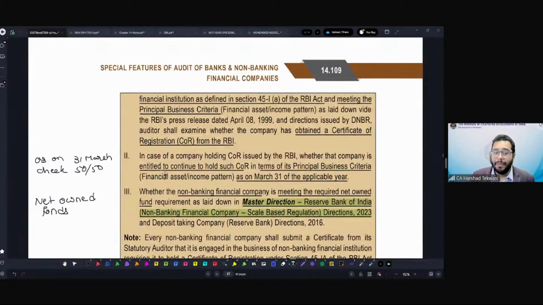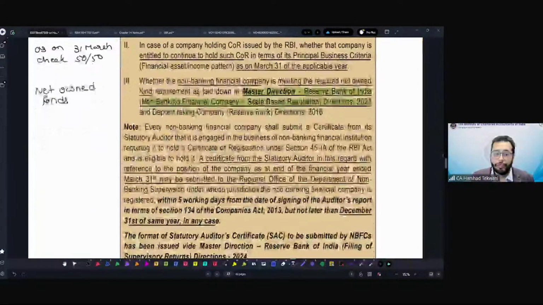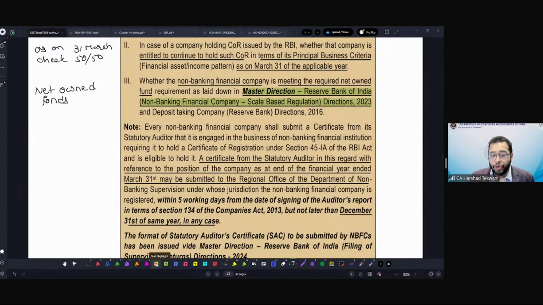That means whether they are meeting the principal business criteria, whether they are meeting the criteria for the net owned funds. By the end of 31st December, they have to submit these details to the Reserve Bank. The company has to submit, and for that the auditor has to provide to the company. So how it works is, the auditor will prepare and give it to the company, and the company will give it to the RBI. And that is as on 31st March.